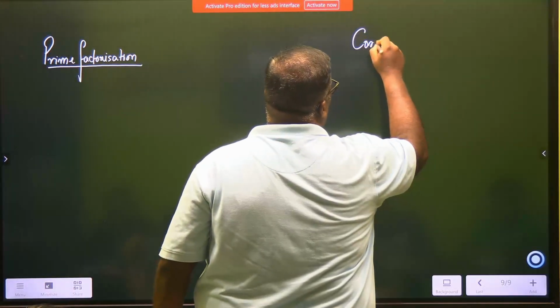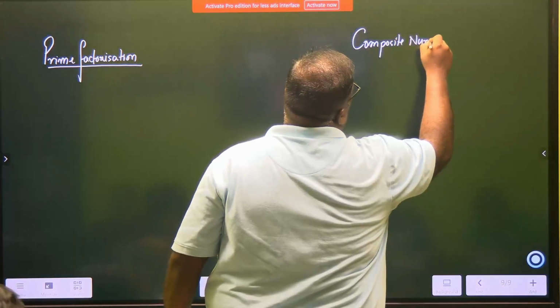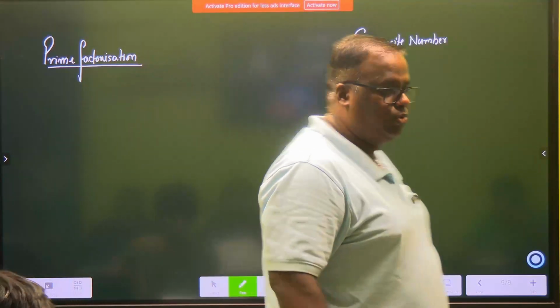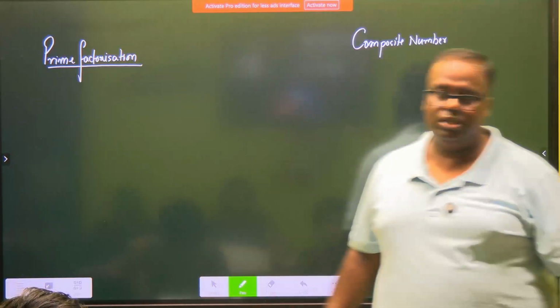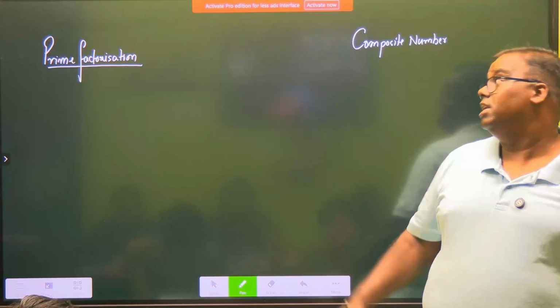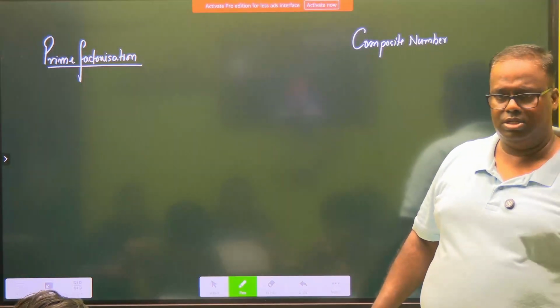If you have a composite number, what is a composite number? A number which is formed by the product of two numbers. Composite cake, a vanilla and a chocolate cake together mixed makes you what? A choco vanilla cake. So that is a composite cake. So a composite number is a number comprising two numbers, right?